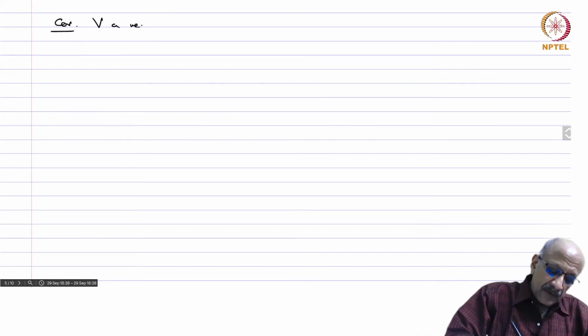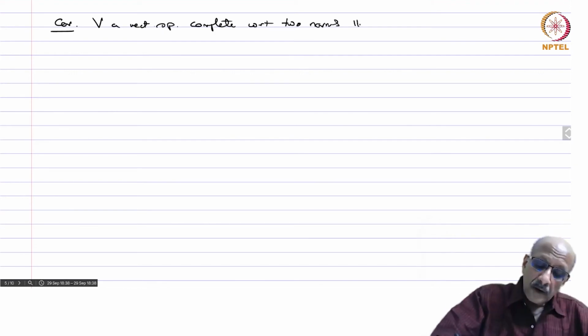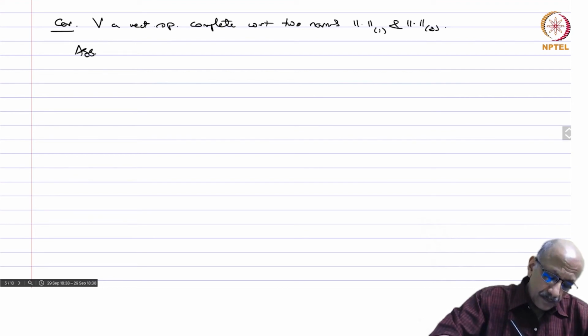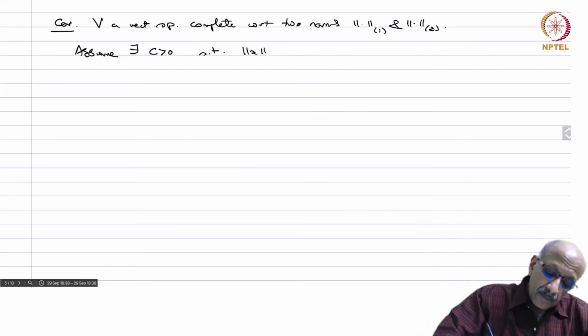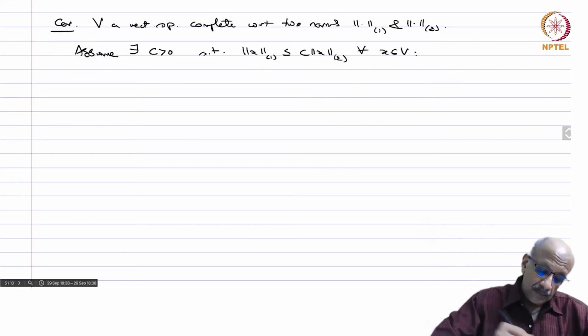Let V be a vector space, complete with respect to two norms, norm 1 and norm 2. Assume there exists a C positive such that norm x1 is less than or equal to C times norm x2 for all x in V, then the norms are equivalent.